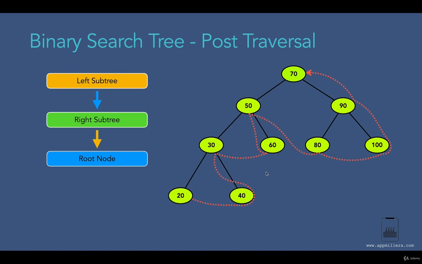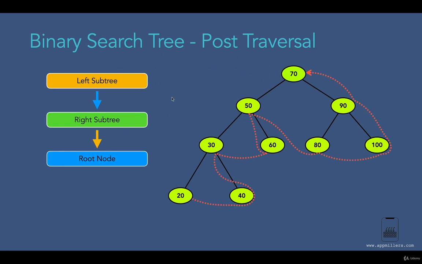Now here again, if you look at this order very carefully, you can see that this logic, which is starting from left subtree, then right subtree, then root node, is implemented for all smaller subtrees. So for the smaller left subtree here, the left child is 20, so we have visited 20 first, then we continue to the right child, which is 40, then we continue to the root. So this logic is implemented for all subtrees. Then at the end, we are visiting the root node of this binary search tree.